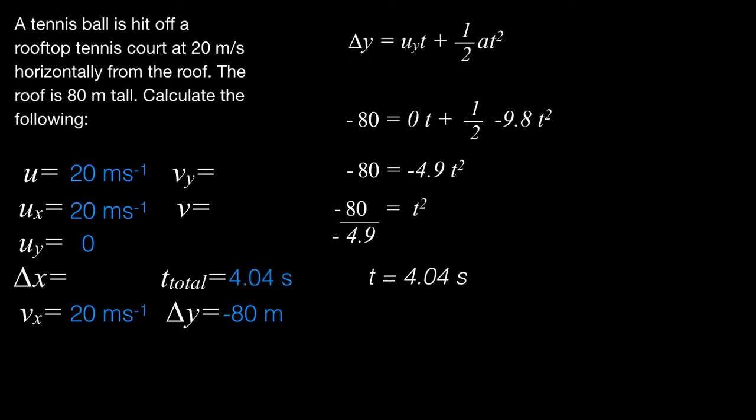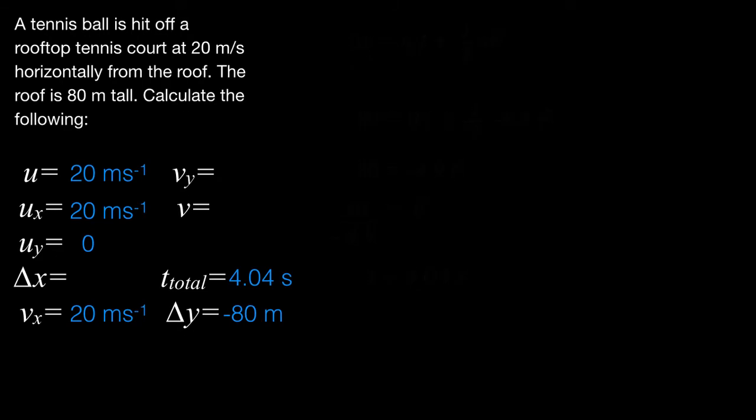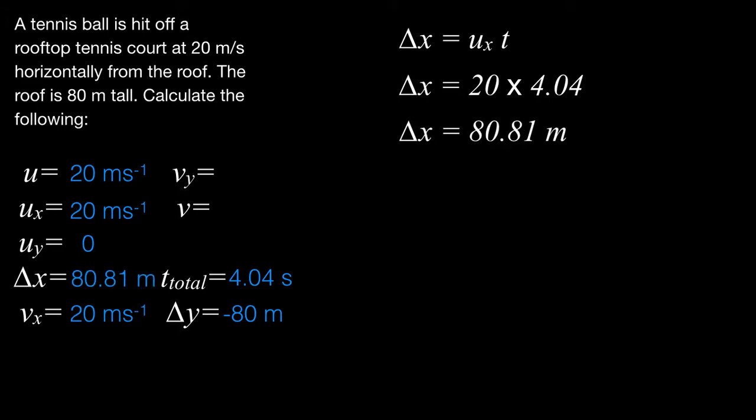Now, with that time known, we can calculate the remaining values. Firstly, we're going to look for, I think, delta x using the delta x equation. So we'll sub in the values because we have ux and we have t, and that'll give us a pretty straightforward answer of 80.81 meters, once again being stored in the calculator.